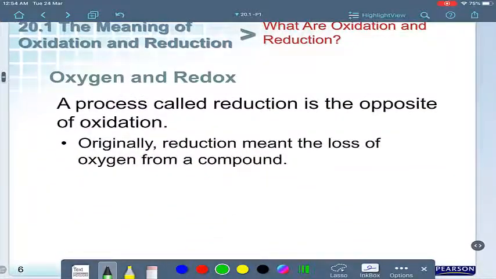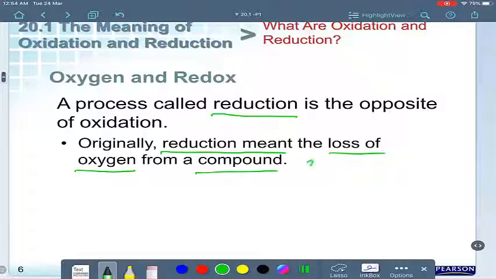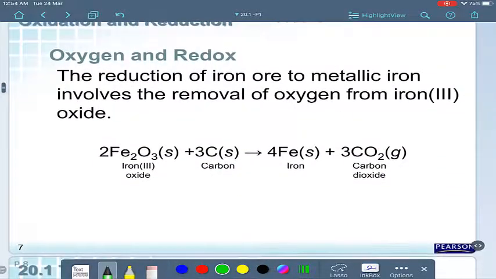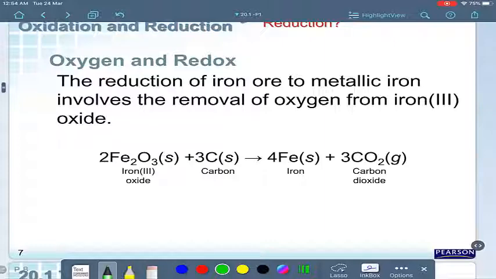The process opposite to oxidation is reduction. Reduction means, as I said, loss of oxygen from a compound, or sometimes gaining of hydrogen. This is the meaning of reduction. The reactions of oxidation and reduction must happen at the same time. It happens at the same time and is called redox, as I told you.